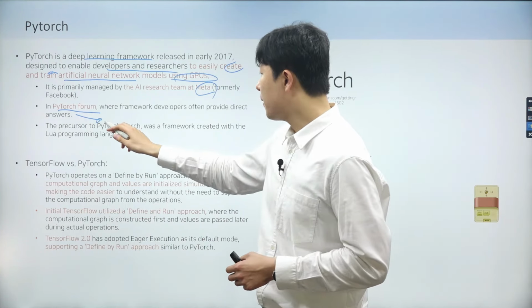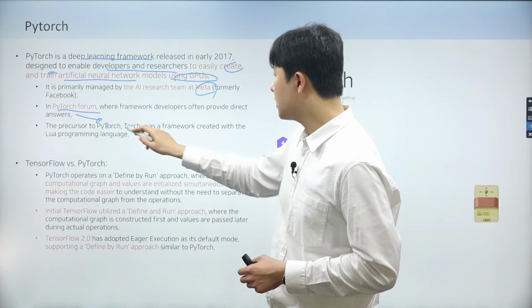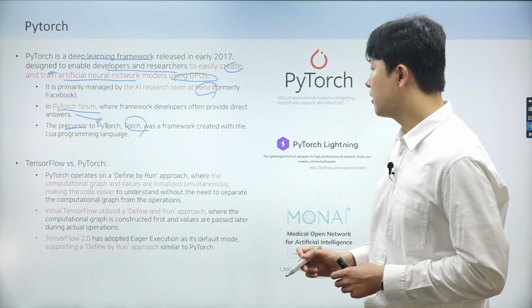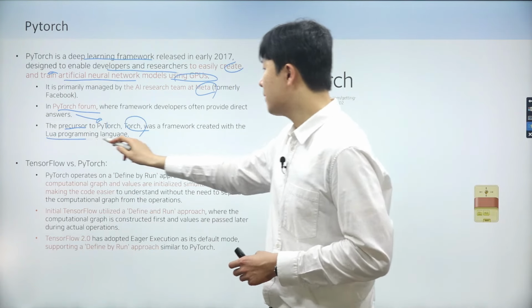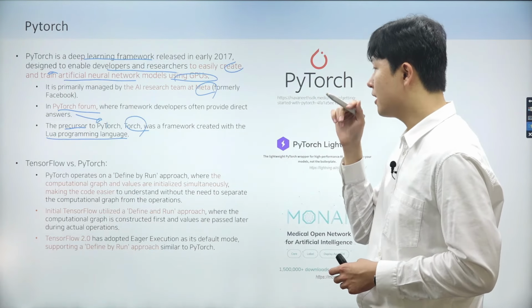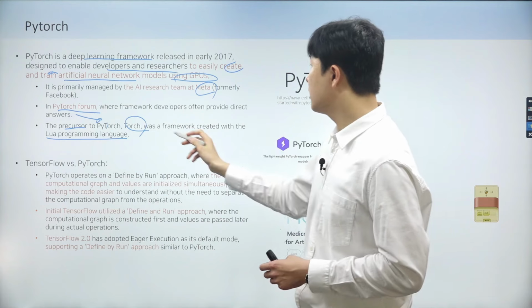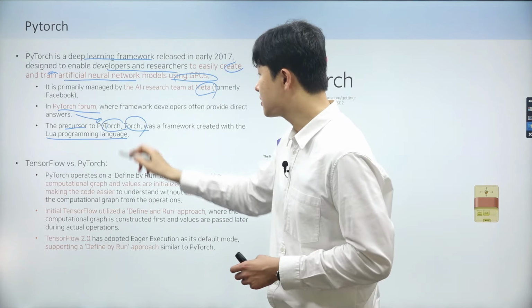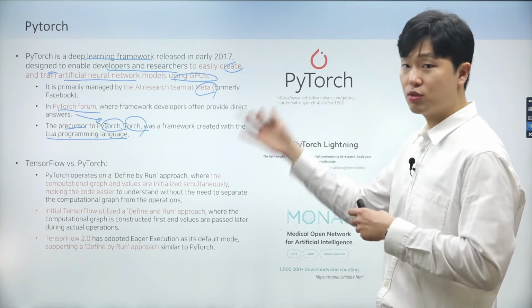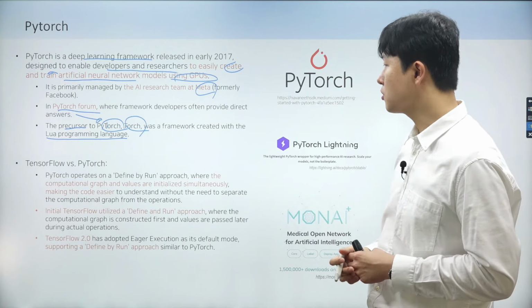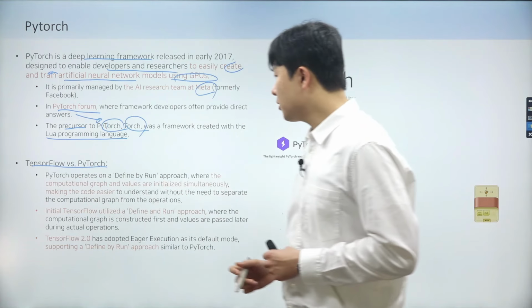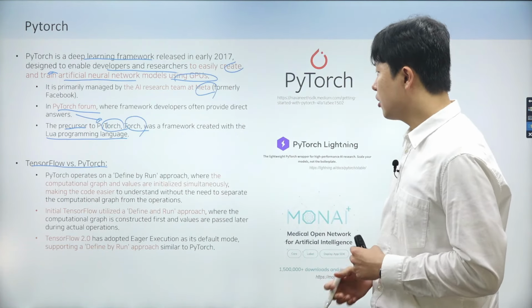So PyTorch is called PyTorch because there was a precursor called Torch, which was a framework created with the Lua programming language, which is often used in the field of robotics. Facebook, or Meta now, added a Python wrapper to it, thus the name PyTorch. So, to talk about the differences between TensorFlow and PyTorch.